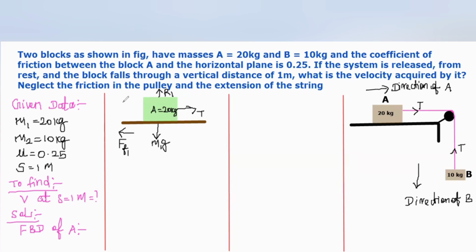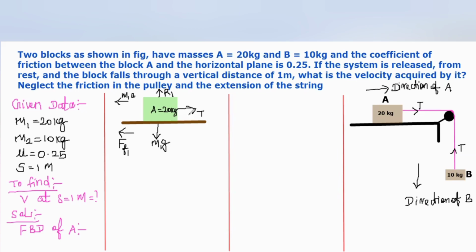Then the inertia force, numerically equal to m1a, will also act opposite to the direction of motion. That means m1a, that force will also act towards the left side. Okay. So here, when you consider this inertia force equal to the summation of external forces, then as per D'Alembert's principle, this will be in dynamic equilibrium.